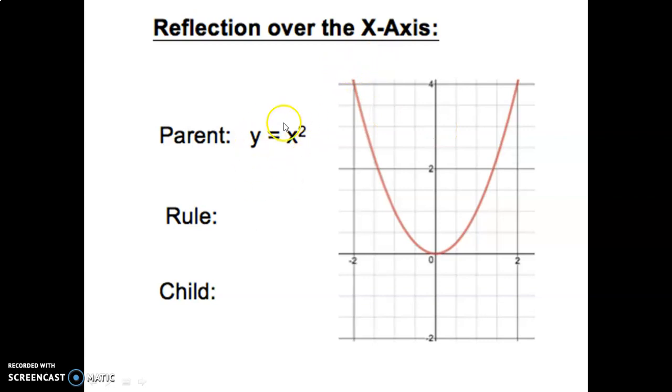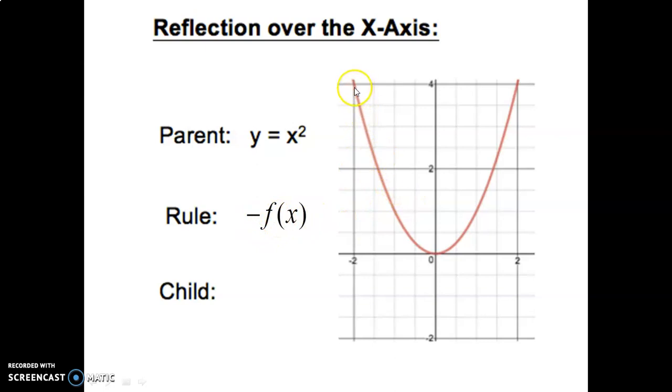So now we have a parent graph x squared, so a very basic graph here. There it is. And the rule we're going to apply here is negative f of x. So now notice the negative is outside here, not with the x. It's outside and in front of the entire function. And when we're affecting the entire function, we're affecting the y values. So this essentially means all the y values will become negative versions of themselves.